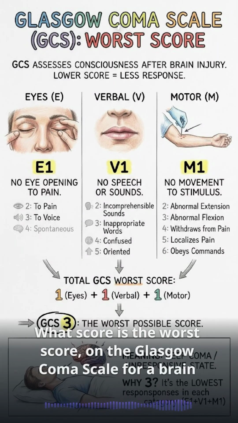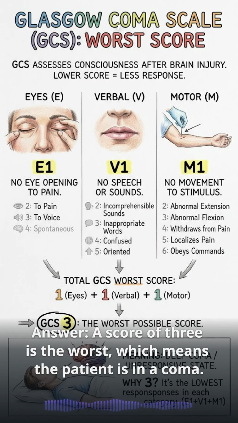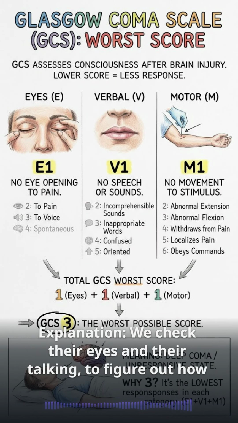7. What score is the worst score on the Glasgow Coma scale for a brain injury? A score of 3 is the worst, which means the patient is in a coma. We check their eyes and their talking to figure out how bad the brain hurts.